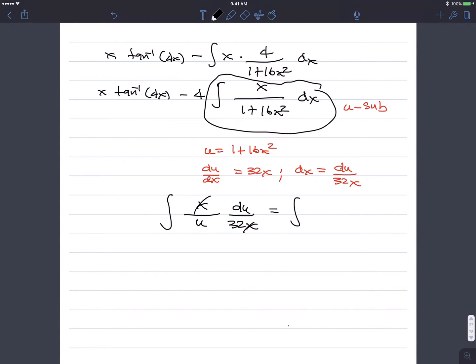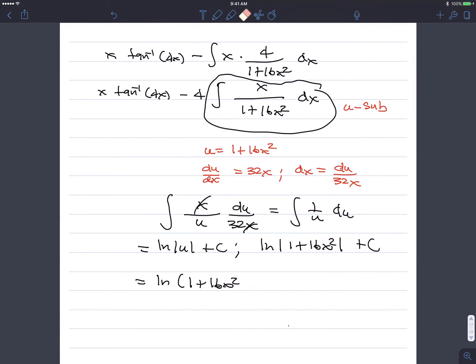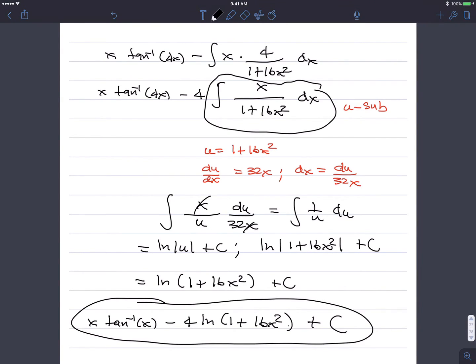My x's cancel. I have the integral of 1 over u du, which is natural log absolute value of u, plus c, natural log absolute value of 1 plus 16x squared, plus c. Notice something here. The 1 plus 16x squared is always positive, so we could get rid of the absolute value. Here's our final answer. X inverse tangent 4x minus 4 natural log 1 plus 16x squared plus c. And we're done.